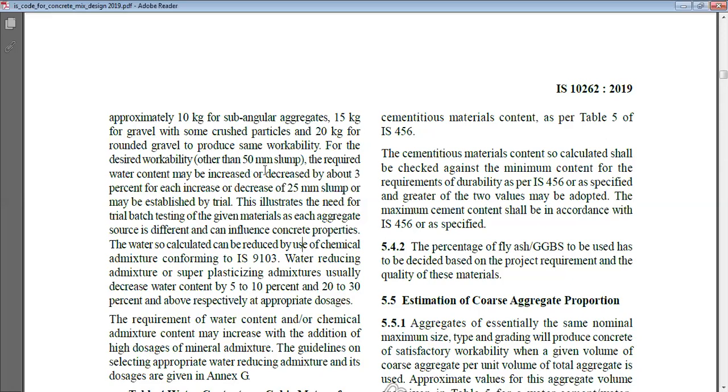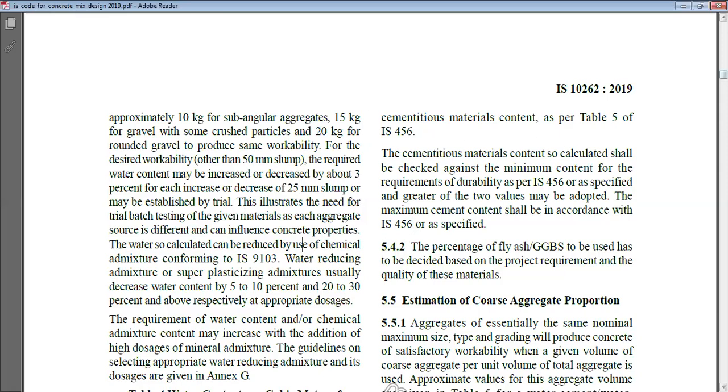Other than 50 mm slump. If the given slump is 100 mm, it is more than 50 mm, two times the 25 mm, so you need to increase the water content by 6%. Here it is 75 mm, so only 25 mm of slump is increasing. So we need to increase the water content by 3%.